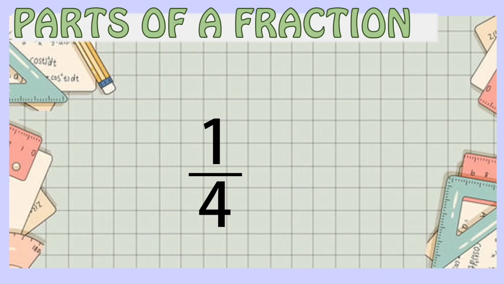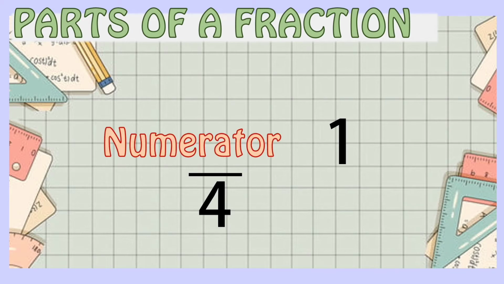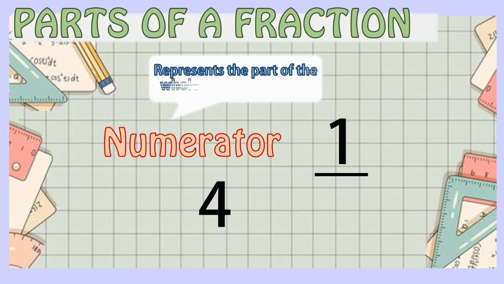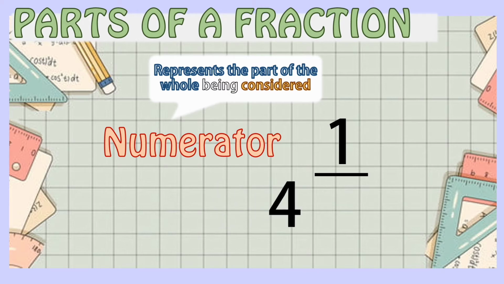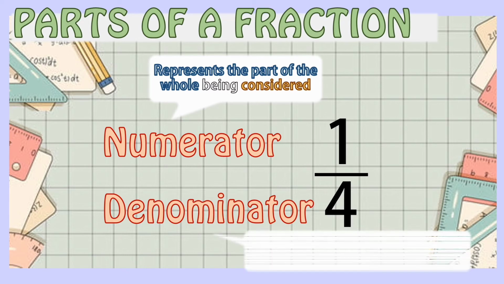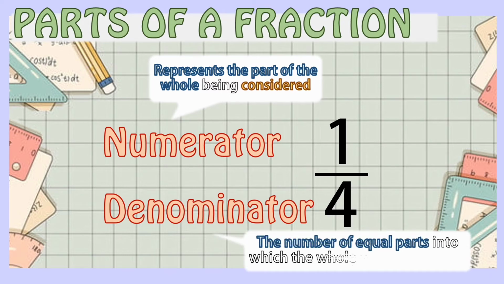This is an example of a fraction. A fraction has a numerator which represents the part of the whole being considered. A numerator is the number on top of the bar line. And a fraction also has a denominator. The denominator is the number of equal parts into which the whole object is divided. It can be found at the bottom of the bar line.